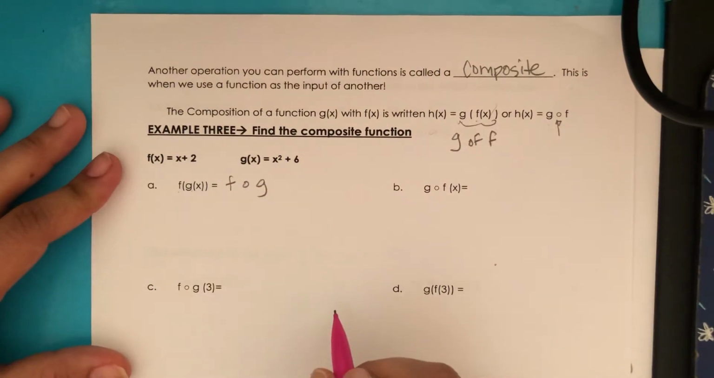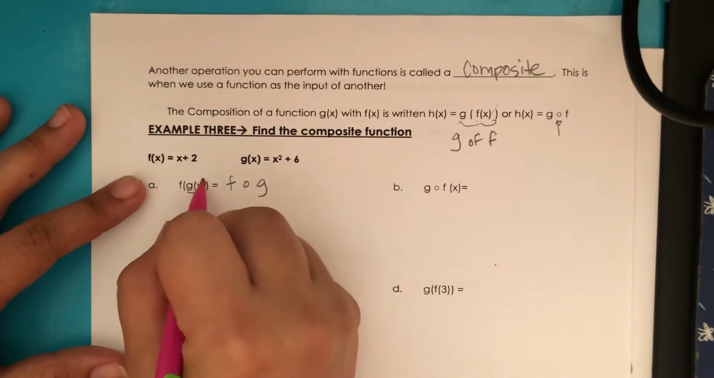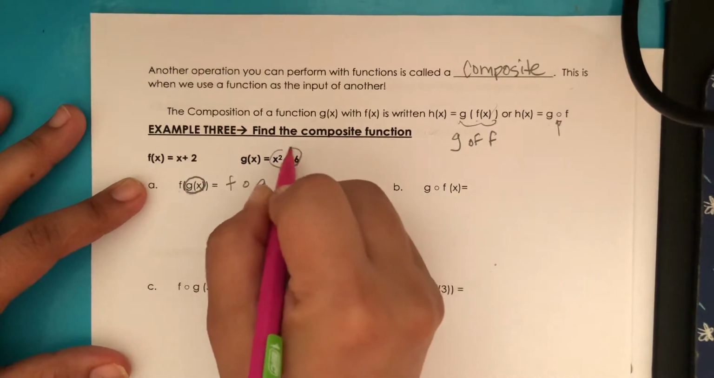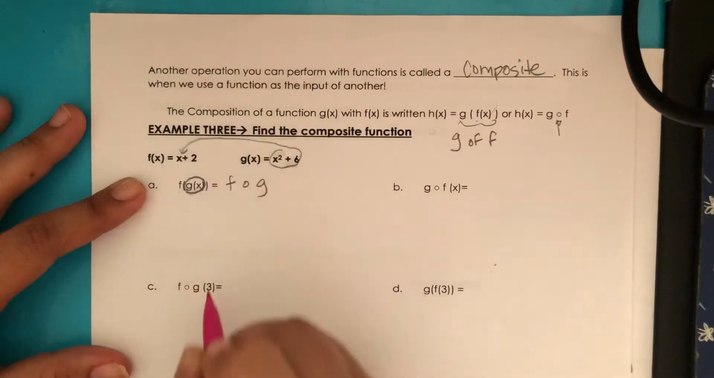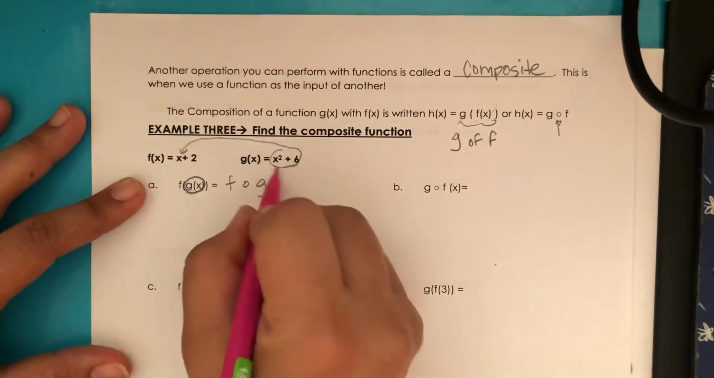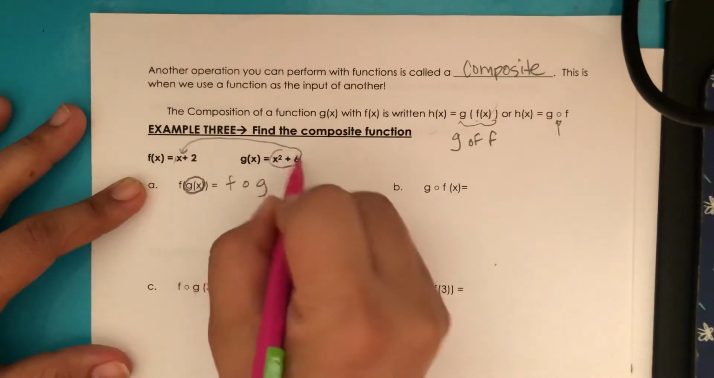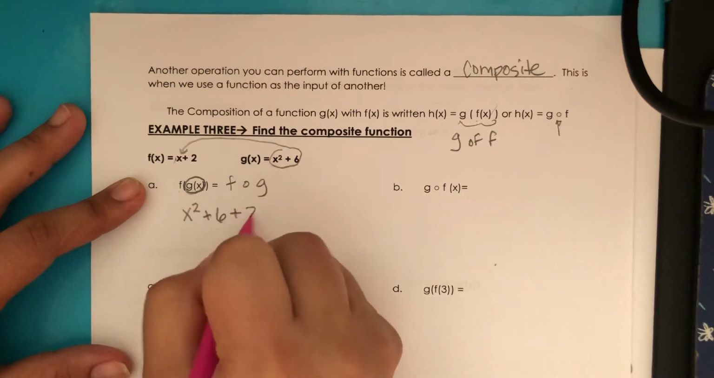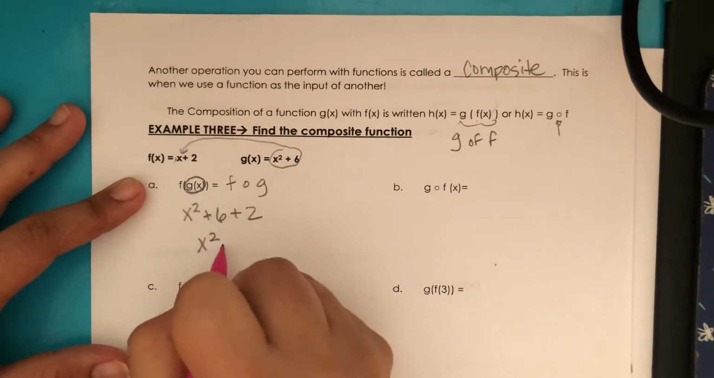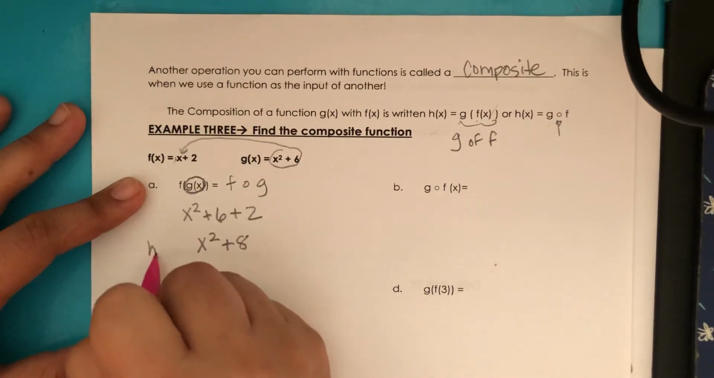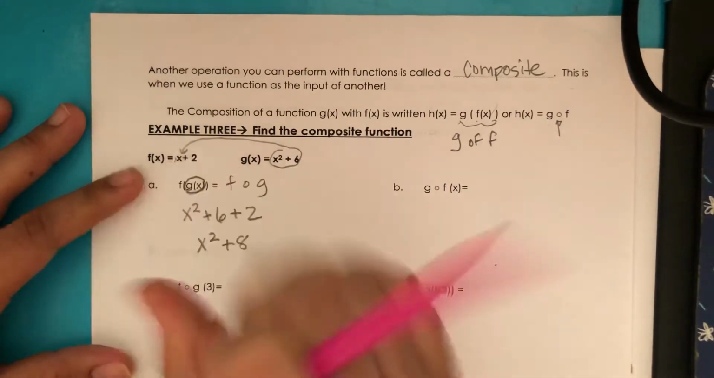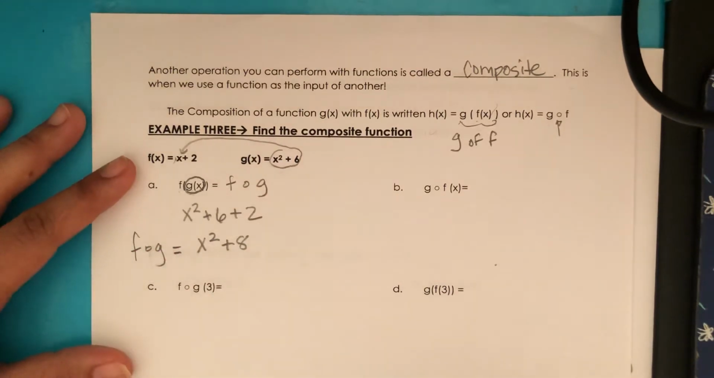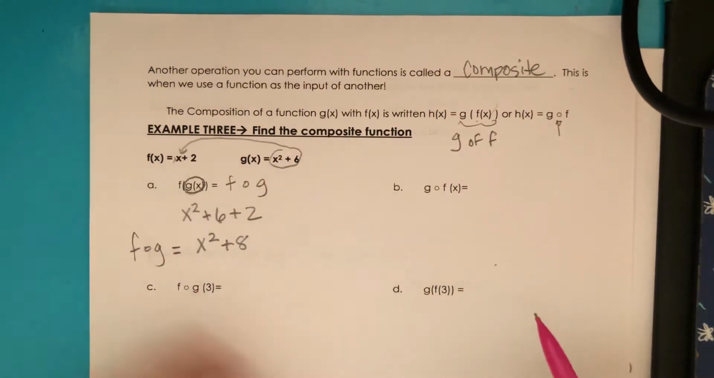okay? So that means that whenever this is inside, that's the function that's going to go inside the f function. So we're going to replace that x with all of that. So that's x squared plus 6 plus 2, which is x squared plus 8. So this is the f circle g right here. We can call it the f of g, okay? So then you're done with that one.